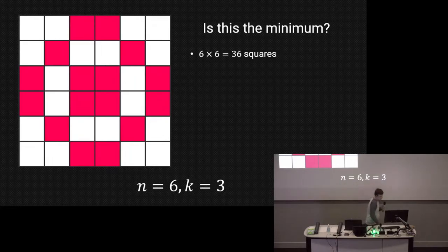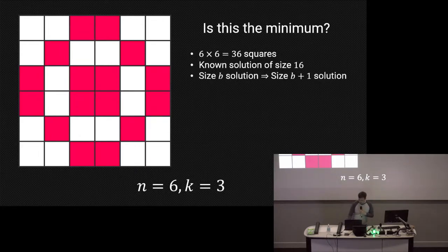It's a 6x6 grid, so there's 36 squares. There's a known solution of size 16, this one right here. And we know that if there's a size B solution, well, then there's got to be a size B plus 1 solution, right? I mean, we just take a blocked square and make another square blocked. It's not going to make anything become unblocked. But what that means in reverse is that if there's no solution of size B minus 1, then there's no solution all the way down. It's just the reverse of the statement.